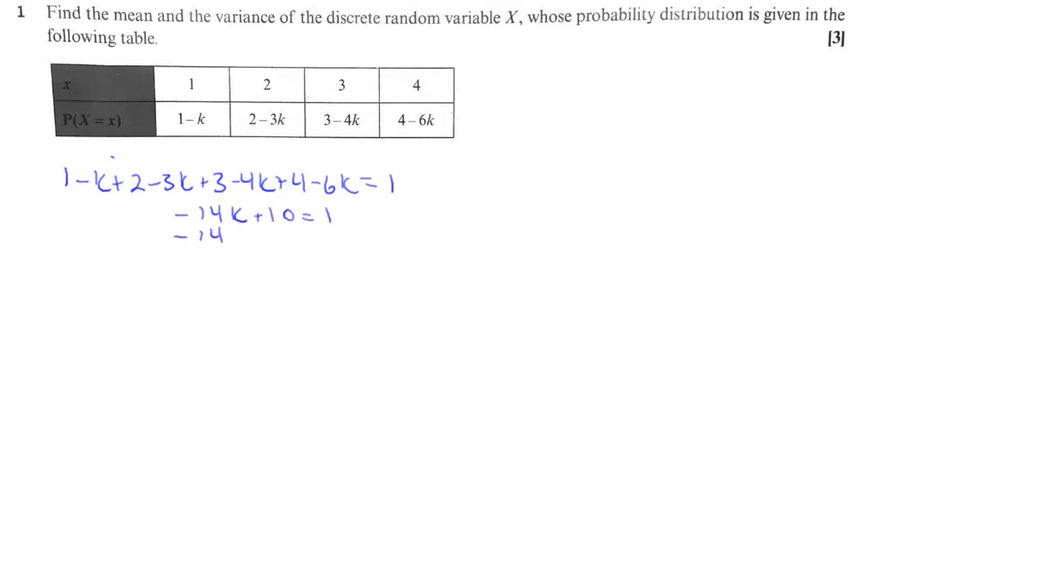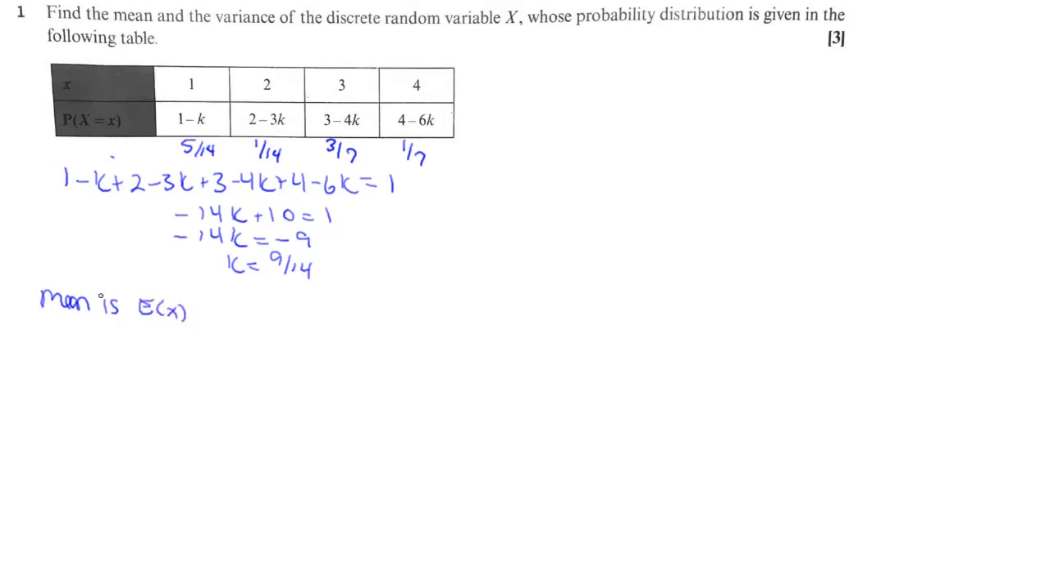And once we find out what k is, we're going to substitute that back in so we can find each one of the individual probabilities. So we get k is equal to 9 over 14. 1 minus 9 over 14 is 5 over 14. 2 minus 3 times 9 over 14, and so on, give us these figures here. So now we've got our probability distribution properly filled out, and all we've got to do is find the mean.